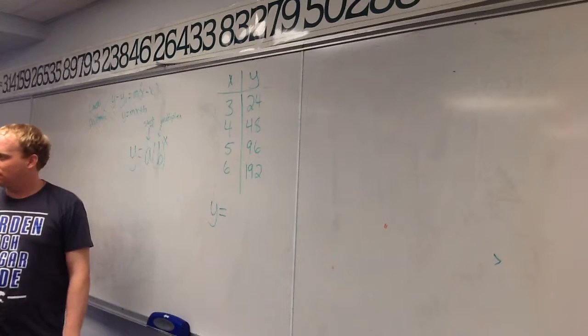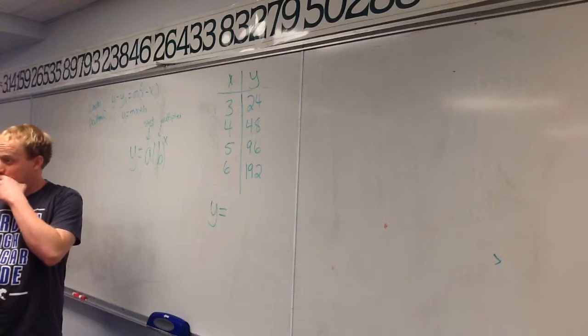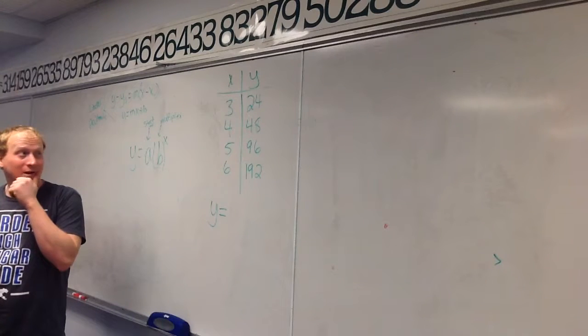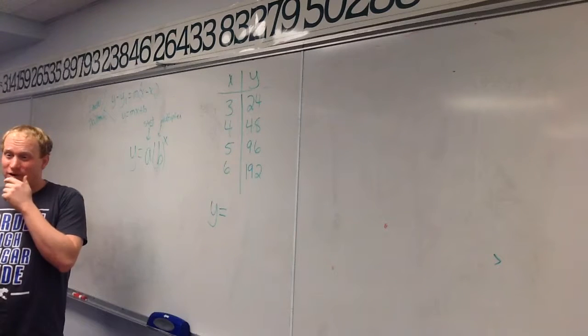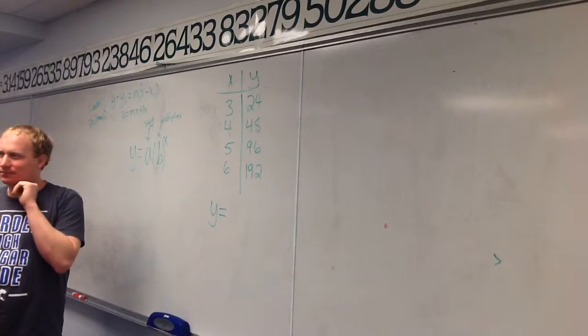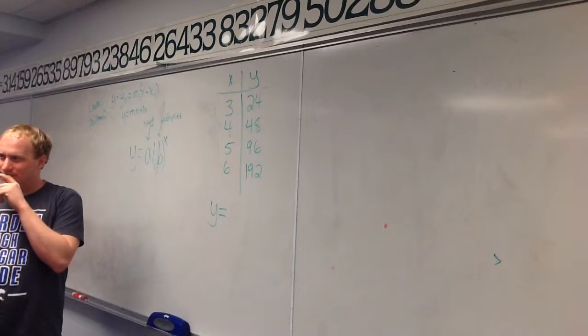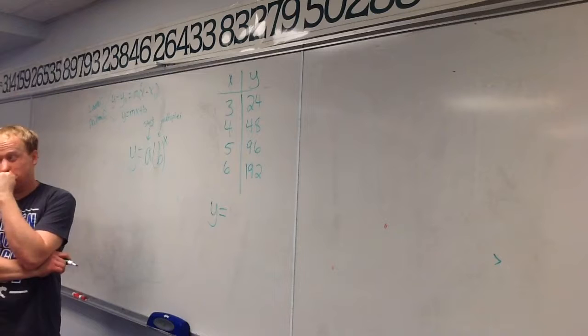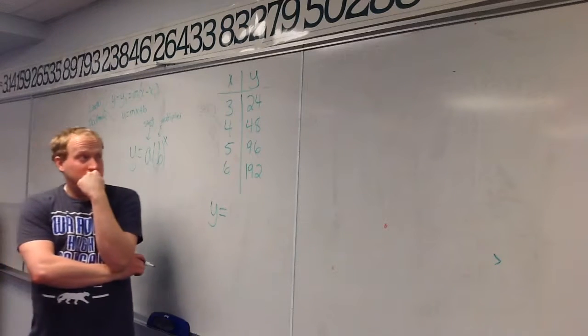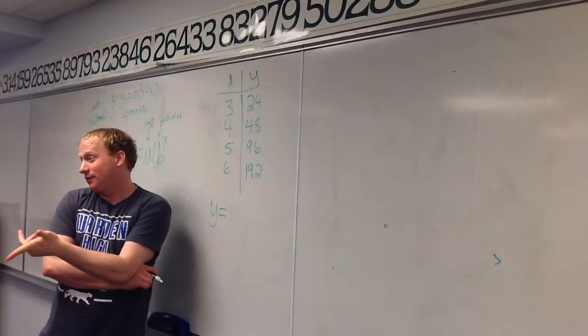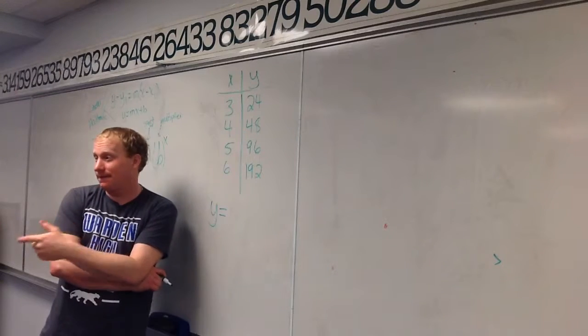What if you go backwards? 12, 24. Are you guys trying to go backwards? You have to divide 48 by 24. That's to get the multiplier. What's the multiplier? Oh, it's 2.